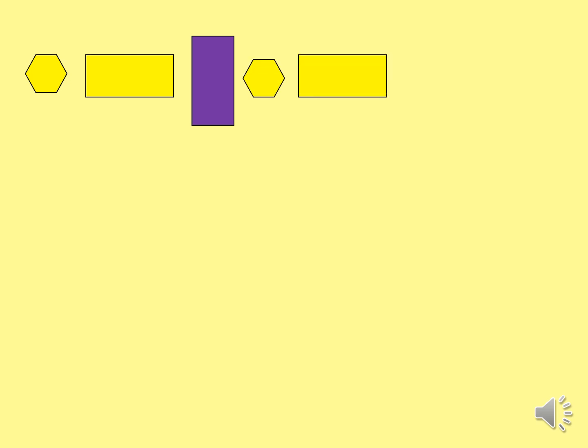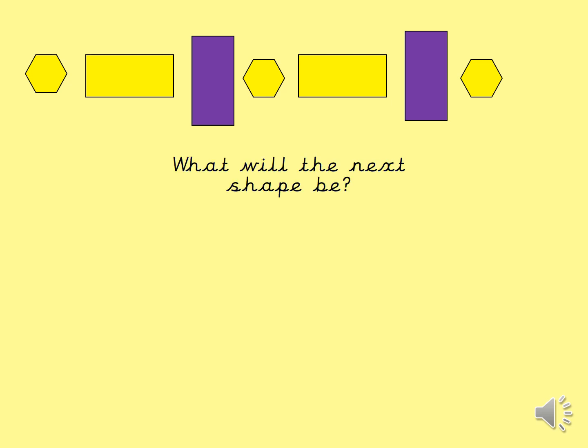Oh, what is the name of this shape? Can you remember from last week? Yes, that's right, it's a hexagon. So, yellow hexagon, yellow rectangle, purple rectangle, yellow hexagon, yellow rectangle, purple rectangle, yellow hexagon. What will the next shape be? Pause the video and draw your answer. That's right, it is a yellow rectangle.